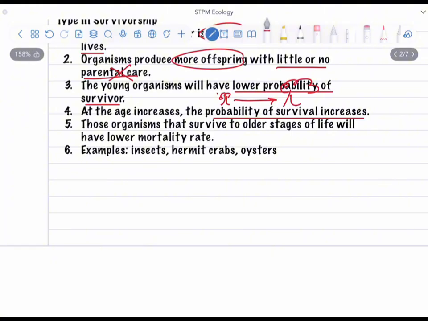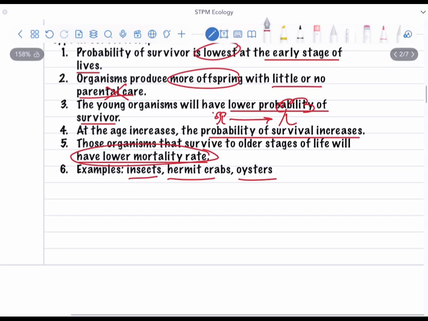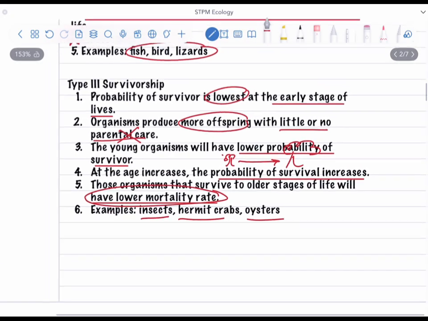So the organisms that survive to the older stage of life will have a lower mortality rate, since they have already matured, so they will not die very easily. The examples of organisms showing this type of survivorship are the insect, hermit crab, and oyster. These examples are the more common ones. We also have other organisms showing this kind of survivorship.